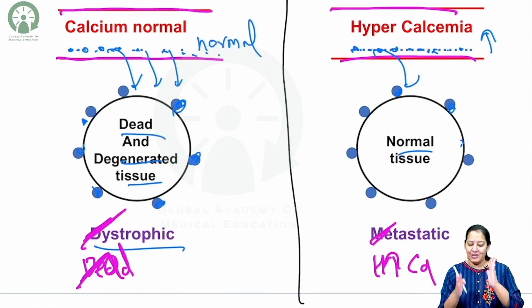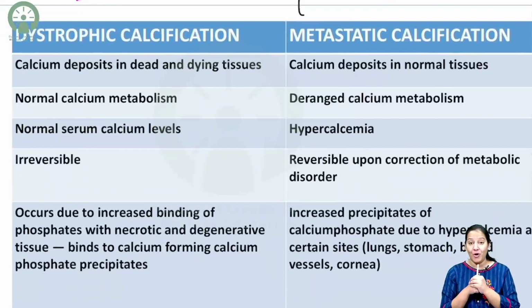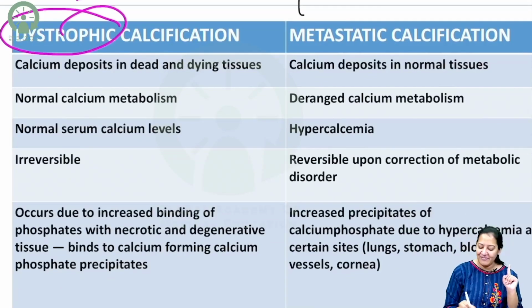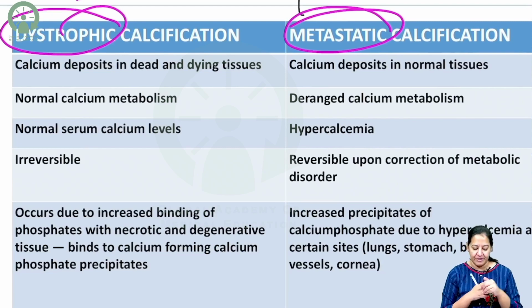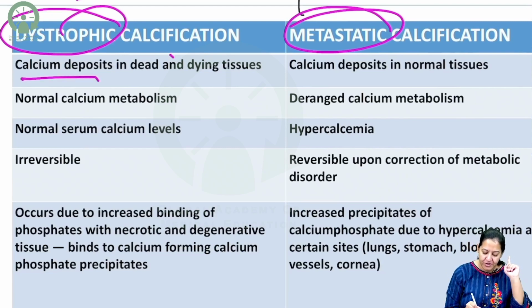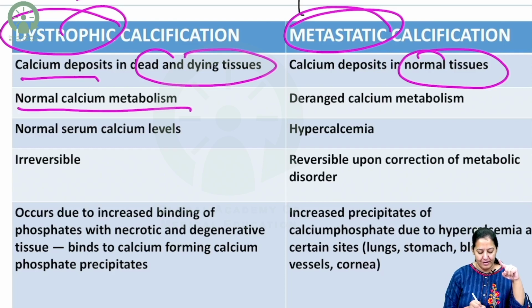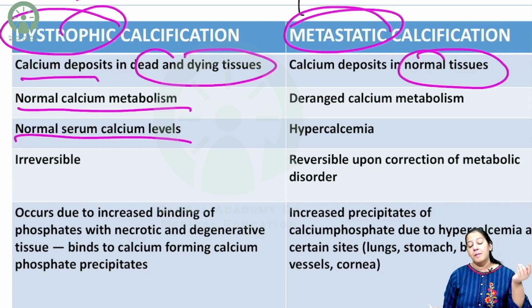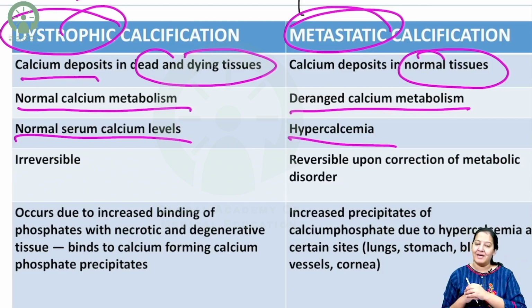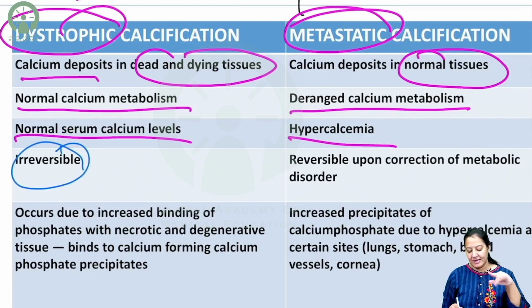So you can say these are the two types of calcification. I hope you got it. Say yes. Here dystrophic calcification, here metastatic calcification. In dystrophic calcification, the calcium is deposited in dead tissue. In metastatic, it is deposited in normal tissue. In dystrophic calcification, the blood level of calcium is normal, because calcium metabolism is normal. But in metastatic calcification, the calcium metabolism is deranged. That's why there is hypercalcemia in the blood. The dystrophic one is irreversible, but the metastatic calcification is reversible once you fix the hypercalcemia. If the hypercalcemia becomes normal, it can reverse, right?